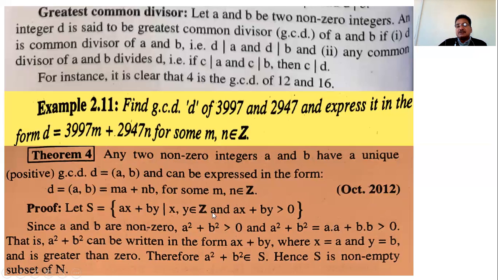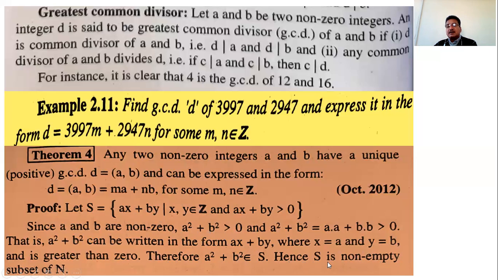That number is greater than 0. A square plus b square is of the form ax plus by, and a square plus b square is strictly greater than 0, and therefore this a square plus b square satisfies all the properties of the set S, and therefore it belongs to S, and we have one element in S, and therefore S is a non-empty subset of N. Obviously, by using the definition of S, we can say that S is a subset of N, and here we have shown that a square plus b square belongs to S, therefore S is non-empty.